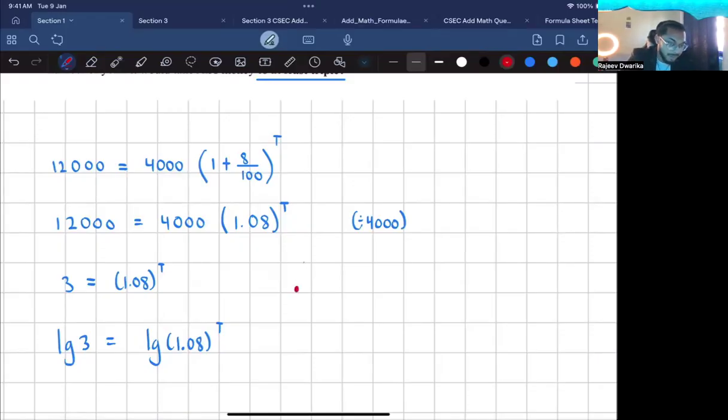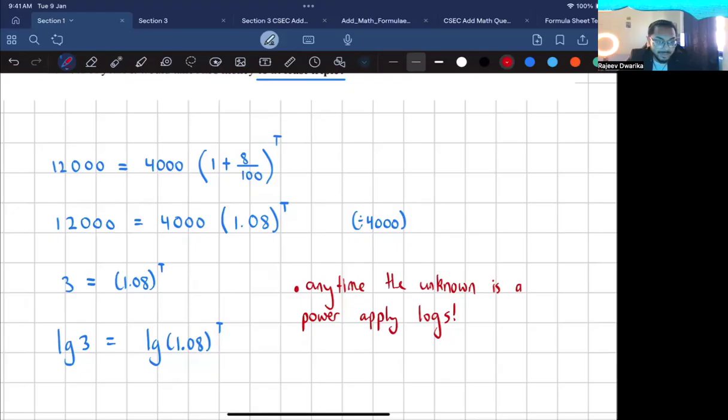Right. So I'm going to write down something. Anytime the unknown is a power, apply logs. Because if you're trying to find something, you need it to be linear. You need it to be to the side. So you need to apply logs.